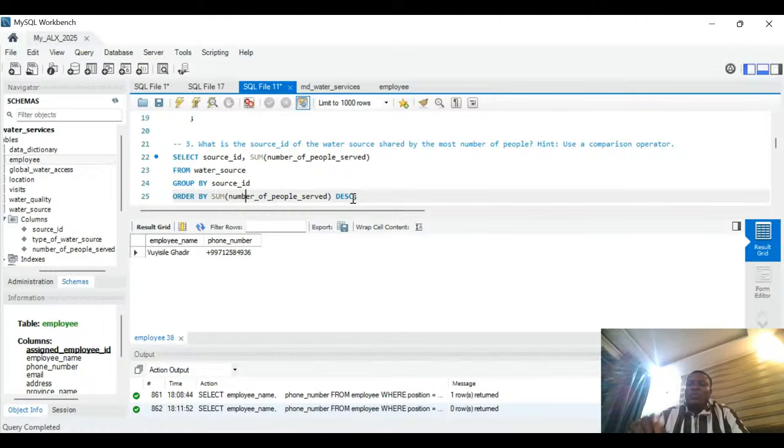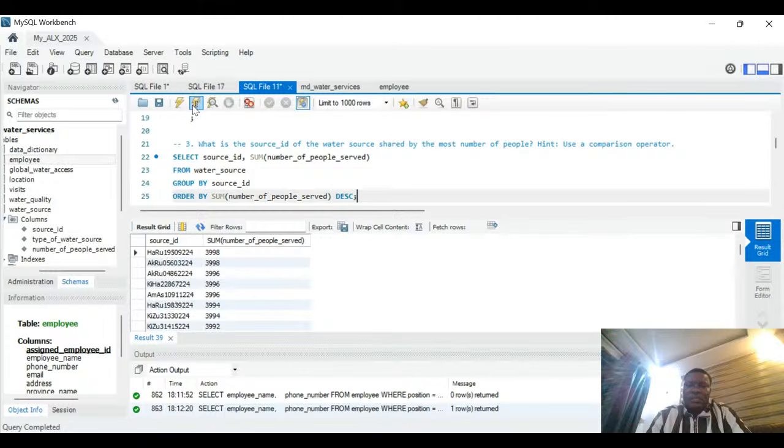And I ask the system to put it in a descending order, which means that I want it from the highest to the lowest, because what we want is the most. So the one that will appear at the top will then be my answer. So let me execute this query and see what it returns.